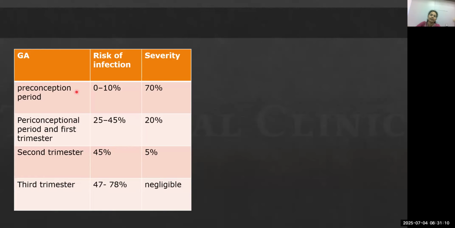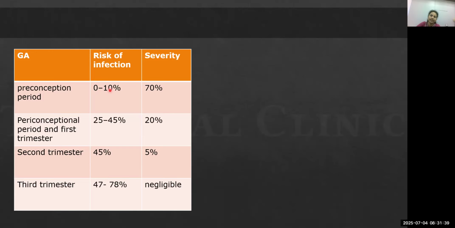Some studies have shown that there is some risk of transmission even in the preconception period. And the risk of infection increases as the gestation advances. Usually in these TORCH infections in early pregnancy, the risk of infection will be less, which is said to be due to a smaller placenta. But the severity of infection, if early onset, is higher.